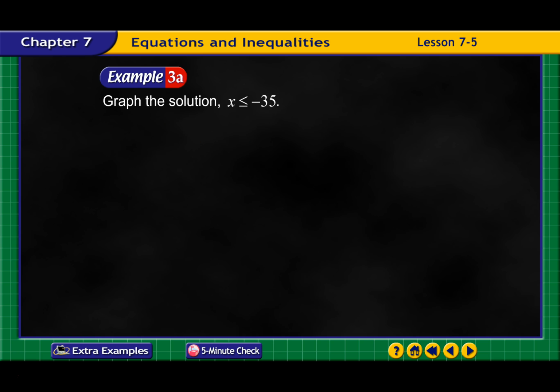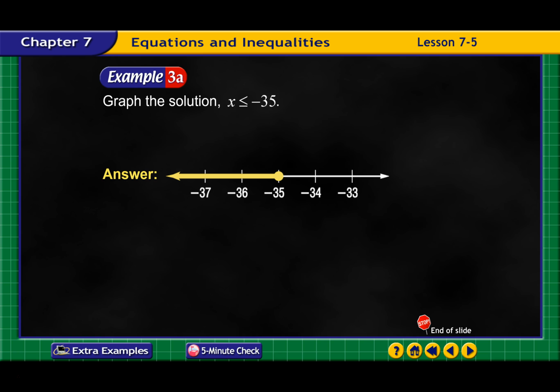All right, to graph that on the number line, we'd have to draw a line. We'd put a, looks like solid circle, and it would go to the left.